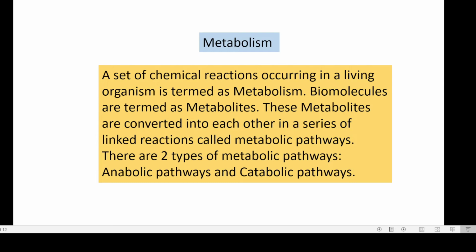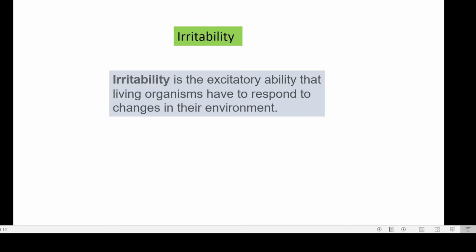In anabolic pathway, something new is created and dry weight of the organism increases. In catabolic pathways, the compound is broken down into simpler products and the dry weight also decreases. The examples of anabolic pathways may be photosynthesis, nutrition, etc. On the other hand, in case of catabolic pathways, there may be respiration, excretion. All these are the examples of catabolic pathways.